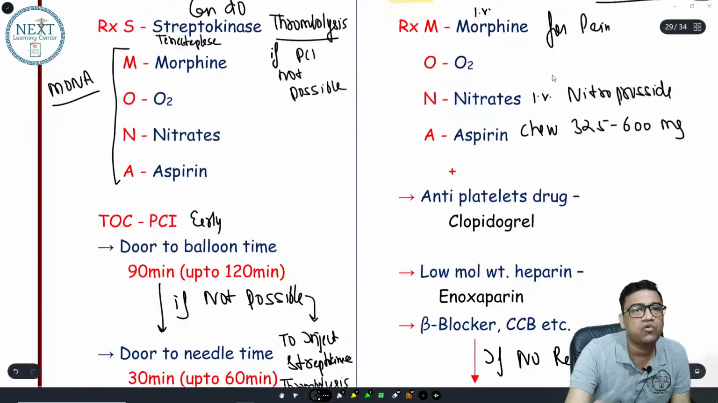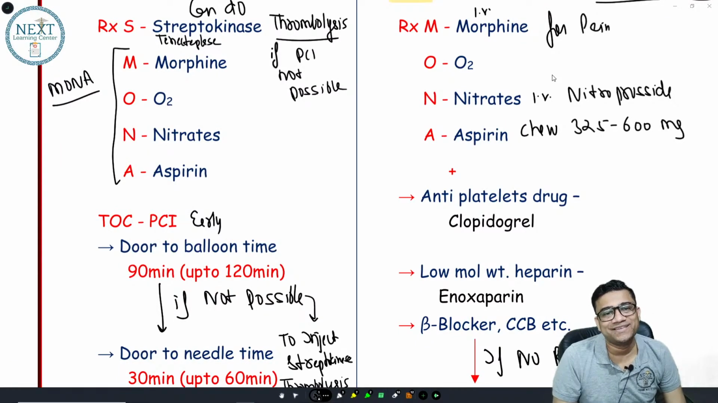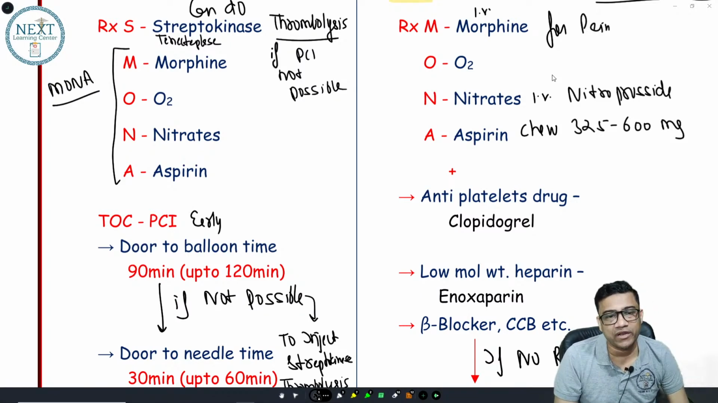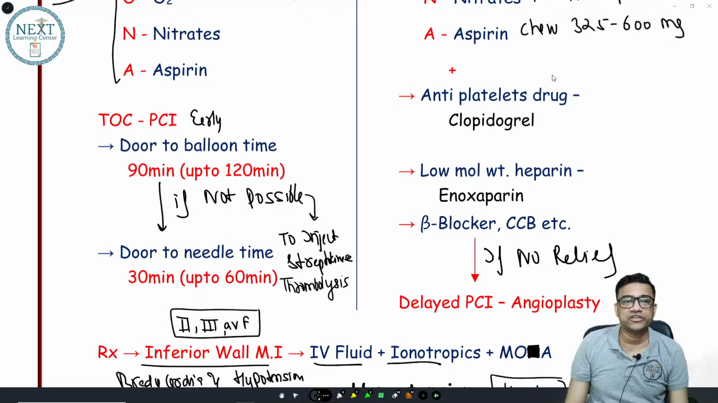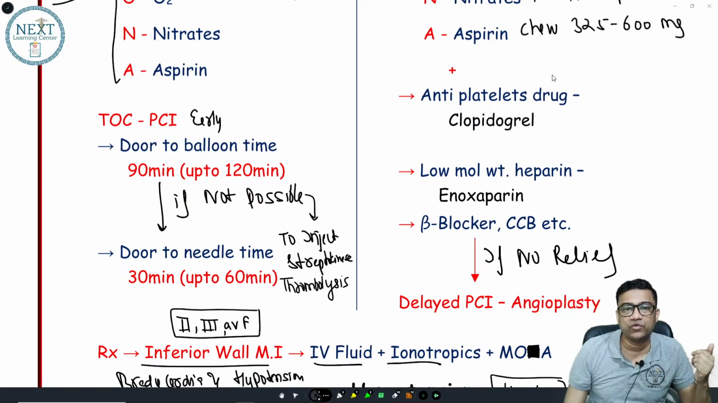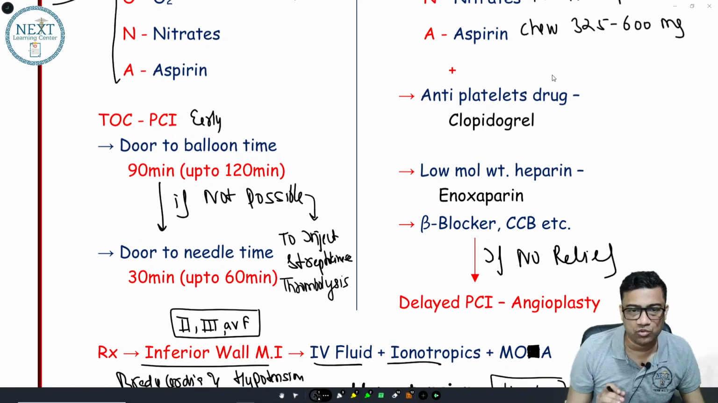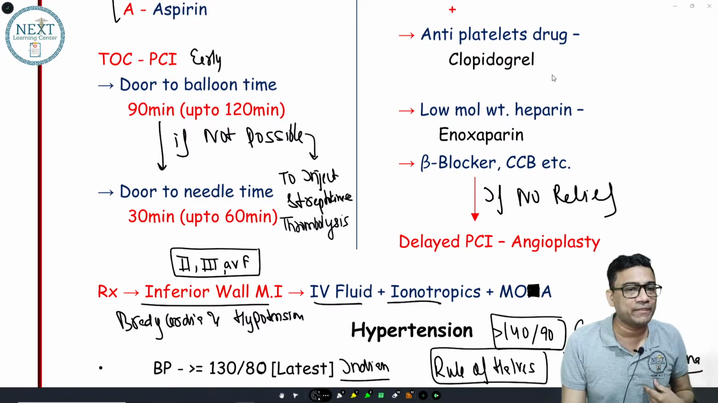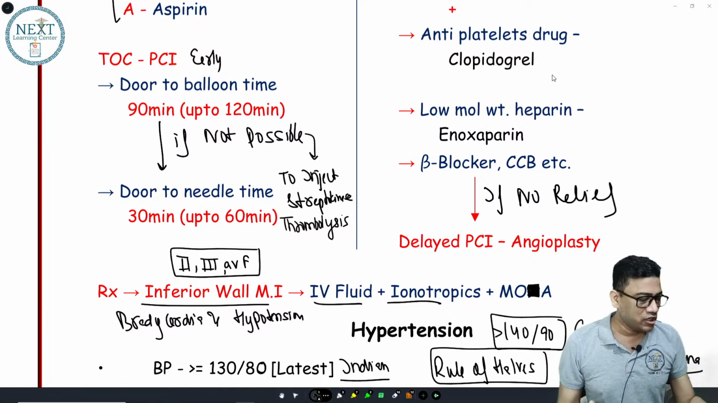Chalo. Now what is MONA full form? It's morphine, oxygen, nitrates, and A for aspirin. Then comes the treatment of choice. It is PCI, early PCI, if it is possible. If PCI is not possible within 2 hours, so what is the best time for inserting the balloon? That is 90 minutes up to 120. If not possible, we will inject streptokinase and do thrombolysis. How much time to inject the thrombolysis agent? It is 30 minutes up to 60 minutes.